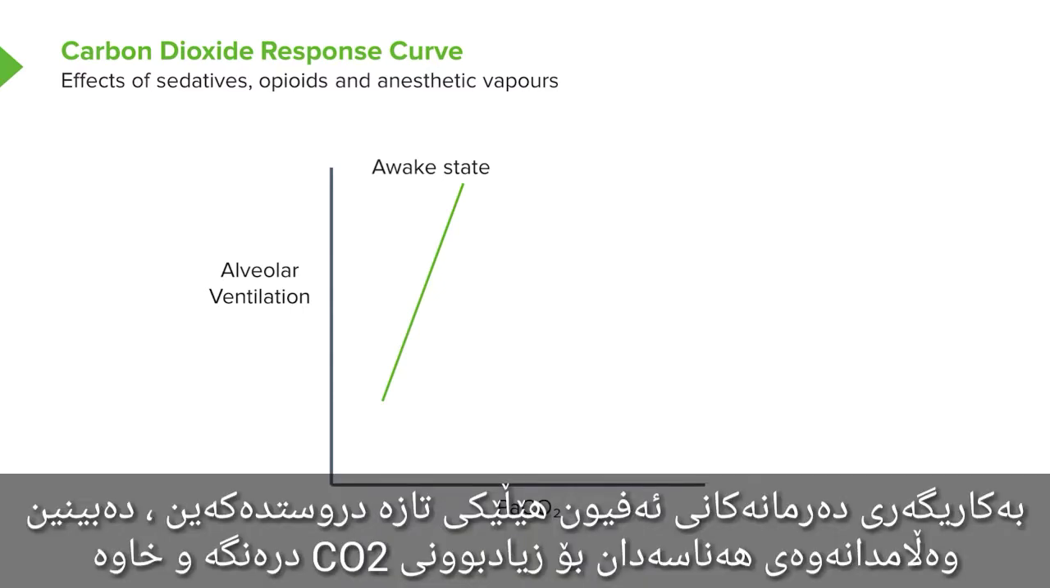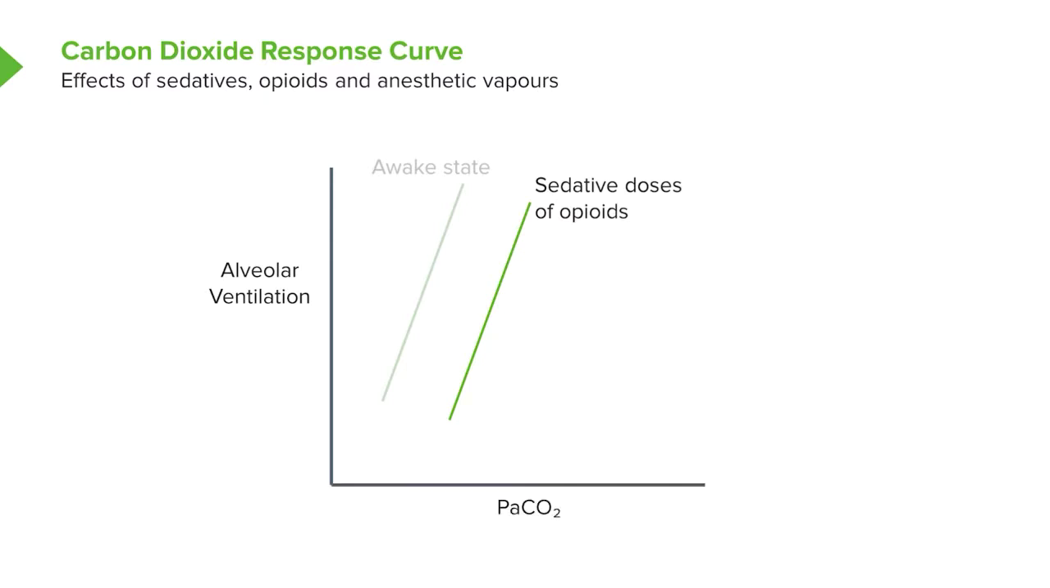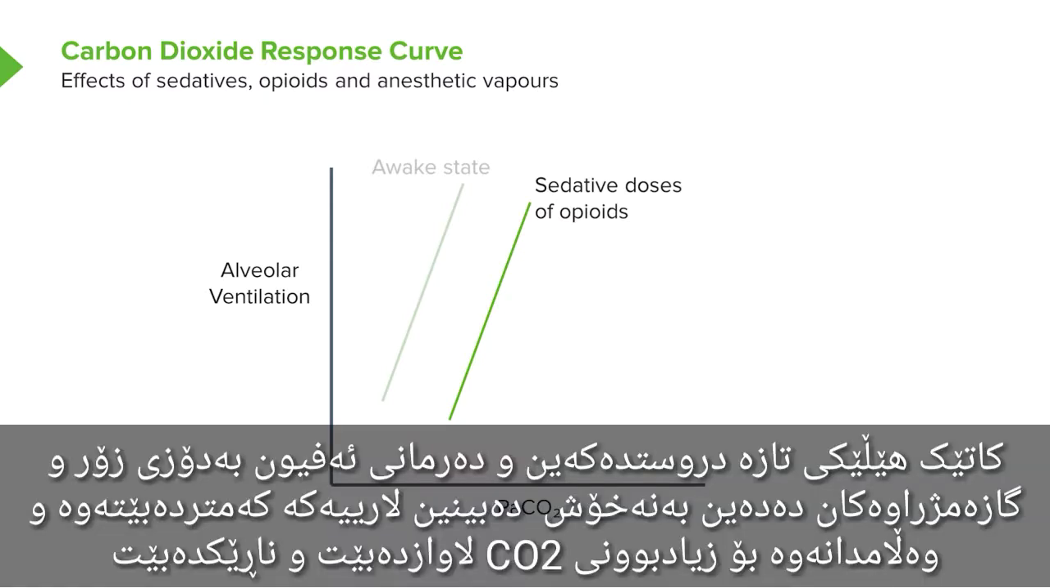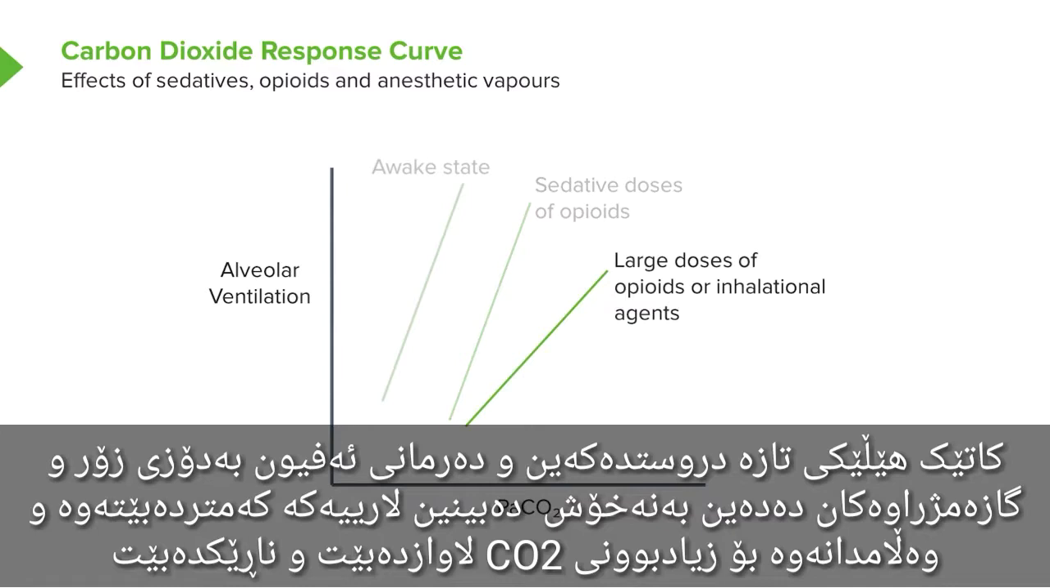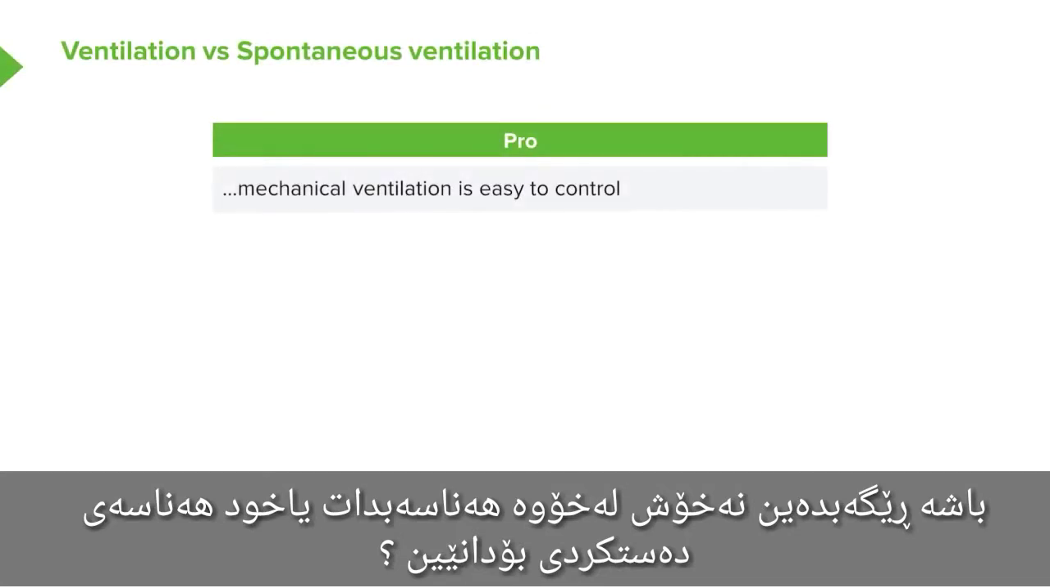With opiates, we tend to push this curve to the right, so there continues to be a response to increasing CO2, but the response is late and slow. When we add in inhalation agents, we further depress the response, not only shifting it further to the right, but decreasing the slope as well, so that there is a delay in response to rising CO2 and an inadequate response to a rising CO2. So should we ventilate or should we let the patient breathe spontaneously?